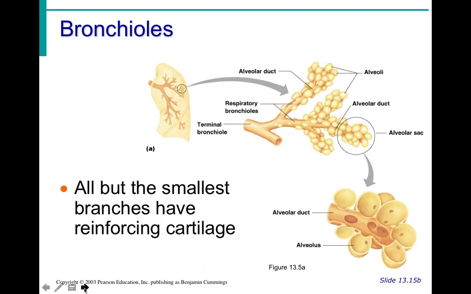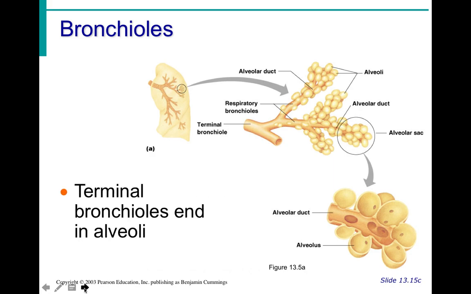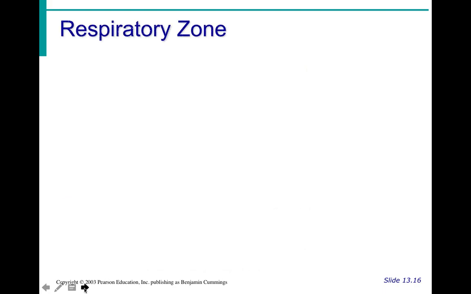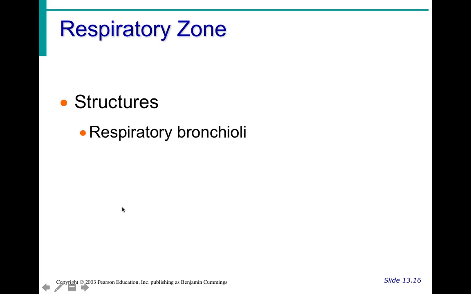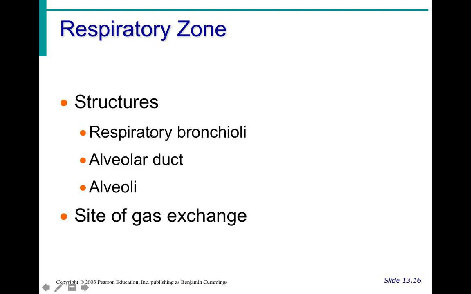All of the smallest branches have reinforcing cartilage. No matter how small they are, they have cartilage in them to hold them open. The terminal bronchioles end in alveoli. The respiratory zone, the part that you're actually breathing in, starts with the respiratory bronchi, which come off of the terminal bronchi. Respiratory bronchi lead into the opening to the air tubes, which is called the alveolar duct, into the alveoli, which is the site of gas exchange.